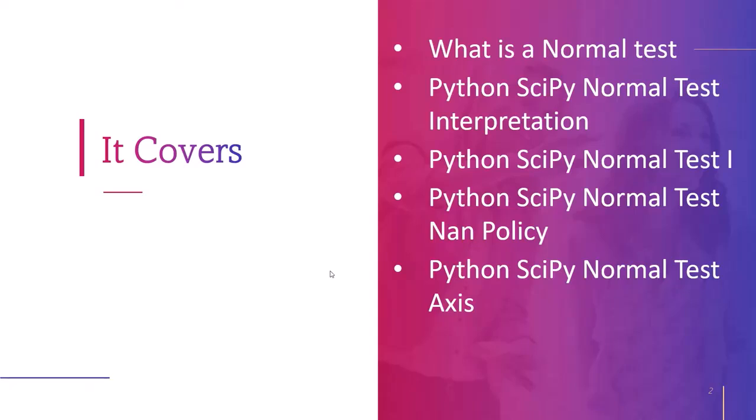First, we will know about what is a normal test. After this, Python SciPy normal test interpretation. Then we will understand Python SciPy normal test, and we will also learn about Python SciPy normal test non-policy. At the end, we will know Python SciPy normal test axis. Now move to the first topic, what is a normal test?